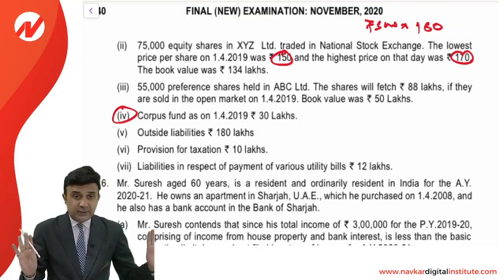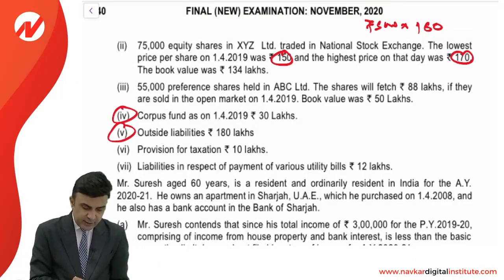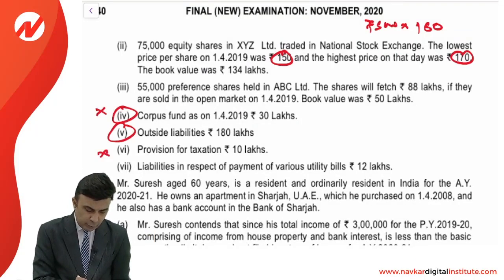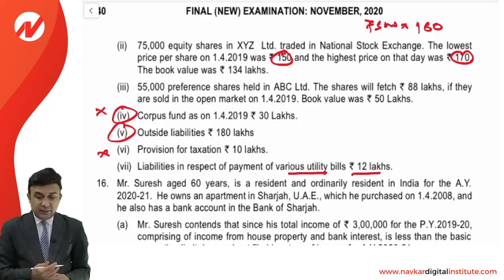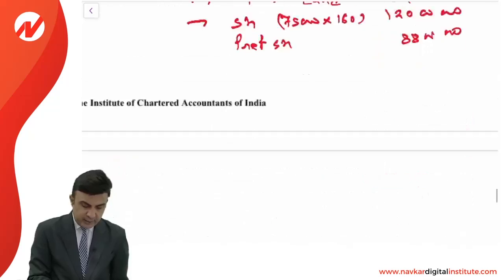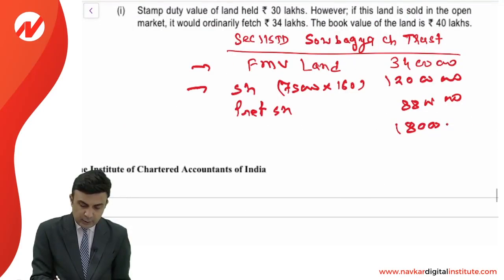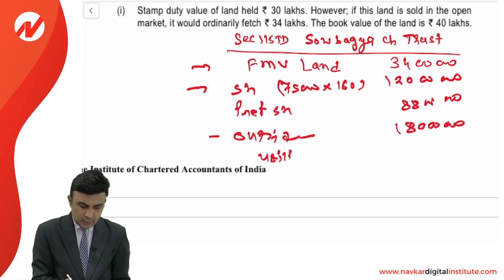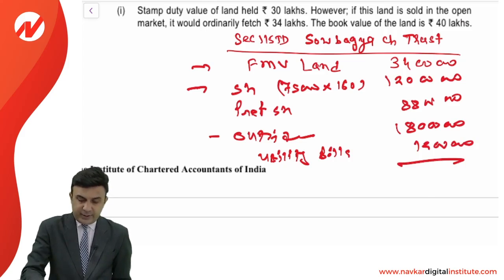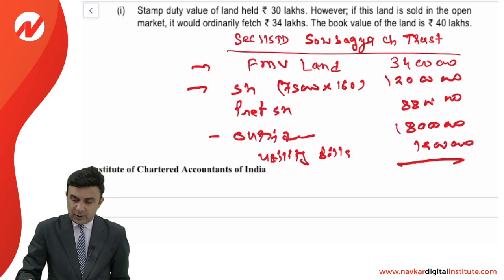Corpus fund: we are less concerned, we don't have to pay this to anyone. Outside liability 180 lakh. Provision for taxation, we don't have to do anything. Liability in respect of various utility bills being 12 lakh. Friends, I am supposed to deduct only outside liability. So my outside liability is 180 lakh and my utility bills are 12 lakh. So my total is 34 lakh plus 1 crore 20 lakh plus 88 lakh less 1 crore 92 lakh.